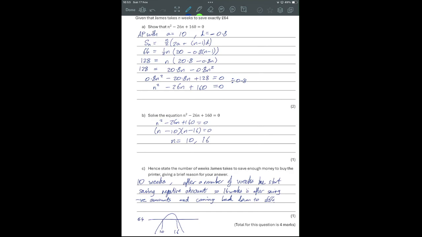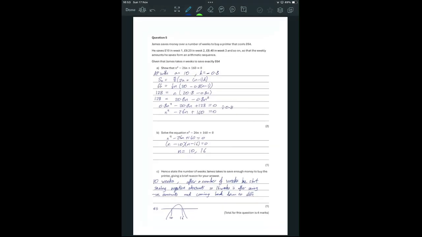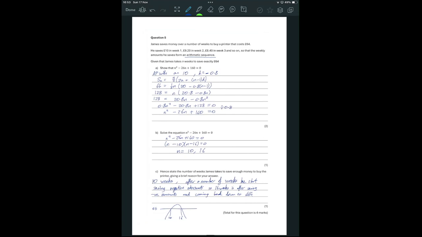Now it's only a 1 marker, so the brief reason does only need to be brief. I'm not 100% convinced that I've written that in the best possible way, but as long as you pick out the right value and you give some reasoning about why you chose the 10 and not the 16, you should be okay. That's question 5 done.